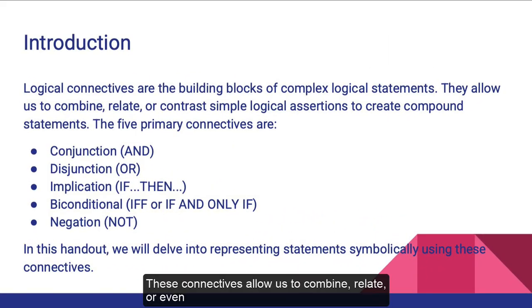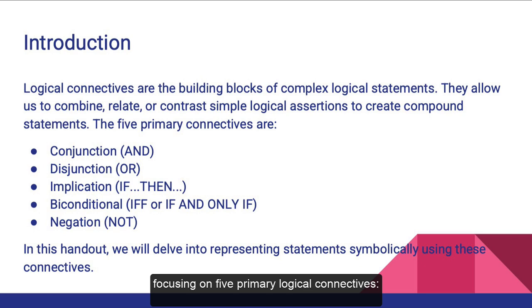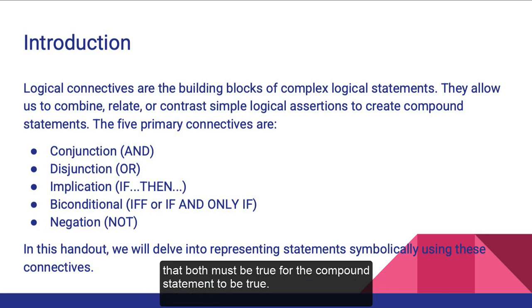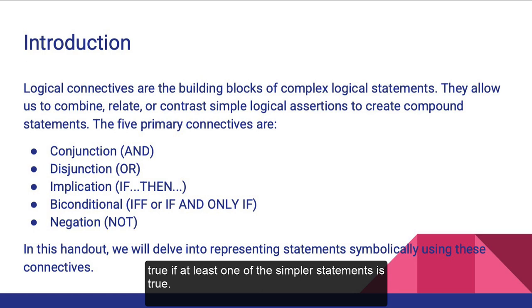These connectives allow us to combine, relate, or even contrast simpler statements to form more intricate ones. We'll be focusing on 5 primary logical connectives. Conjunction, represented by "and," combines 2 statements so that both must be true for the compound statement to be true. Disjunction, denoted by "or," makes a compound statement true if at least one of the simpler statements is true.